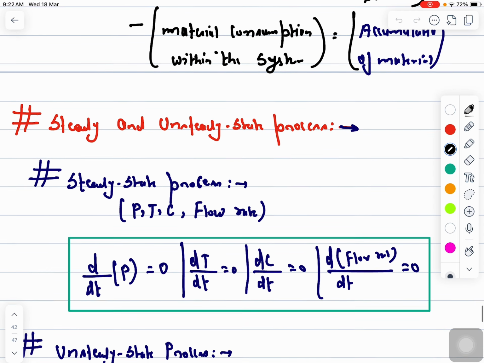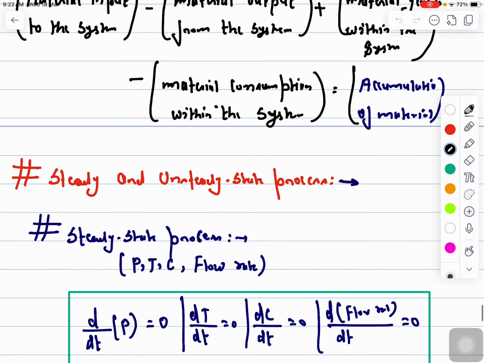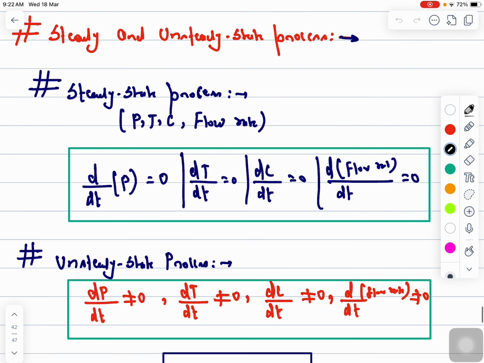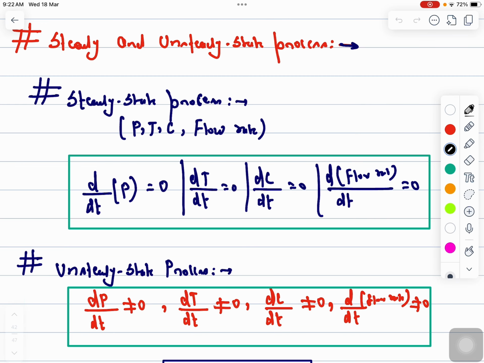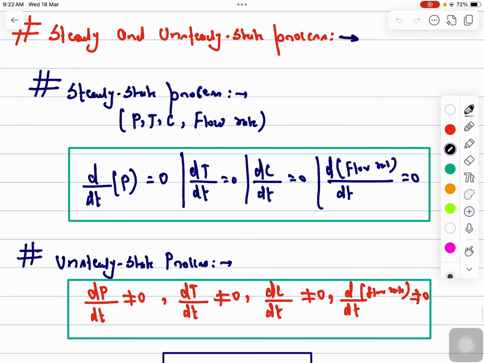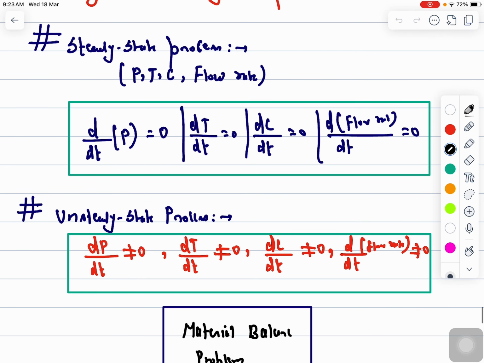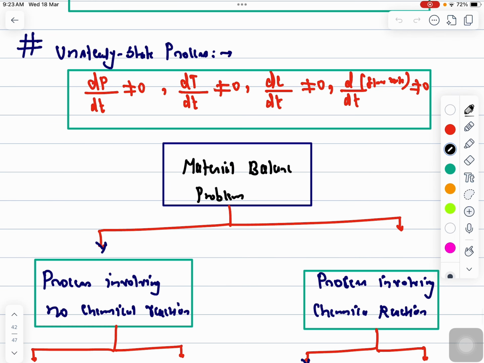So we will solve lots of questions on this kind of problem, but yes, this is the general and fundamental equation for the material balance for a particular system. And then I also discussed the steady and unsteady state process, where I told you that in a steady state process, the process or system variables like pressure, temperature, concentration or flow rate won't change with respect to time. That's why this is called the steady state process. And then I talked about the unsteady state process, where process variables like pressure, temperature, concentration, flow rate will vary with respect to time.